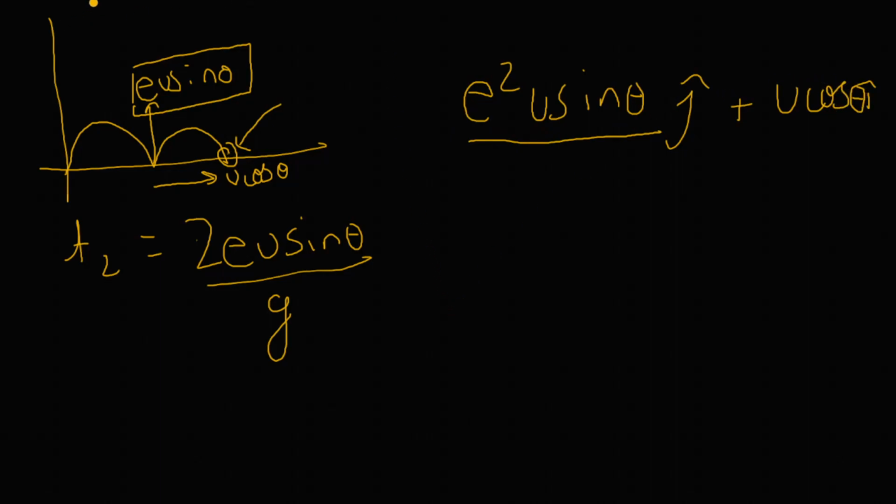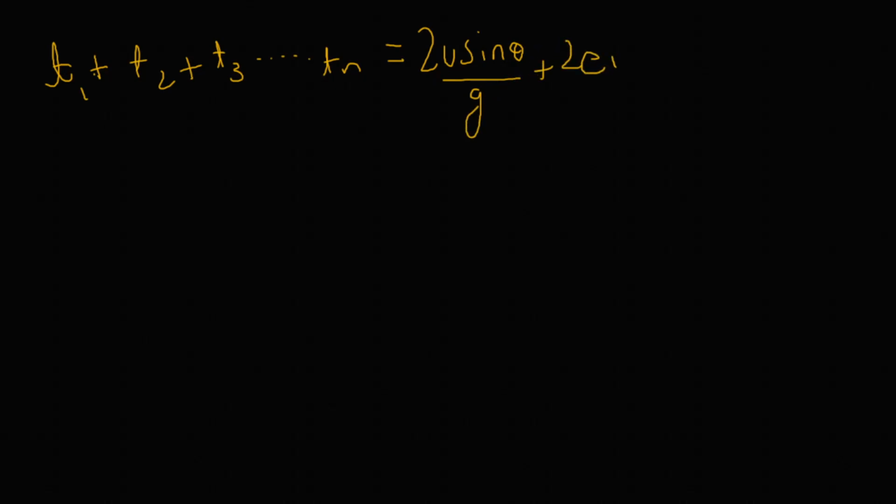So let us try to find the total time. t1 plus t2 plus t3 up to tn is going to be 2u sine theta by g plus 2 e u sine theta by g plus 2 e square u sine theta by g, and so on.